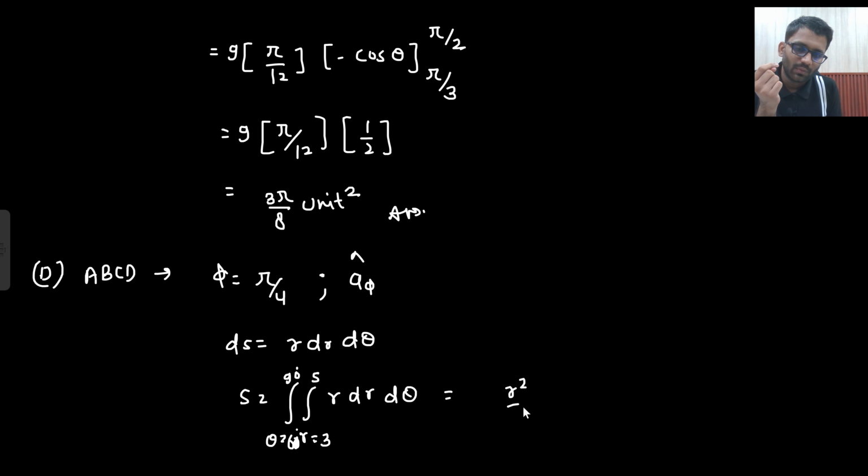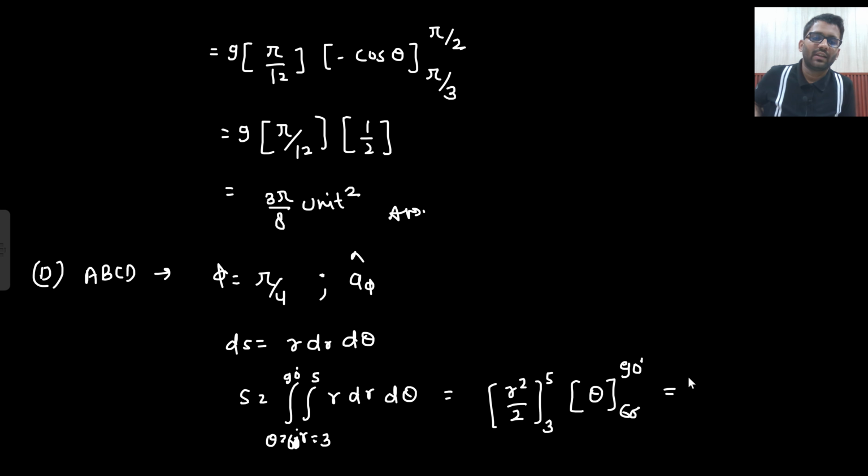So r square by 2 from 3 to 5, and theta from 60 degree to 90 degree. 5 square is 25, minus 9, that would be 16, 16 by 2, that is 8. So 8 into 30 degree, and 30 degree is pi by 6, right? So it would be 4 pi by 3 unit square. Let's see the last one.